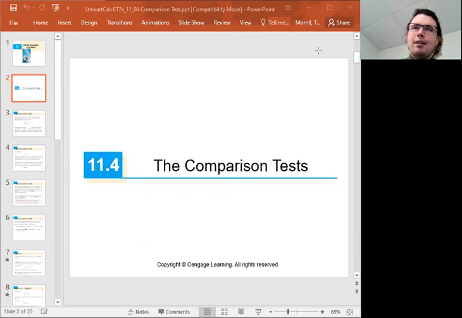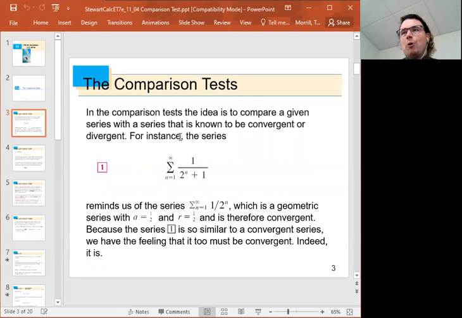The next thing in this section has to do with comparing series to other series. So now that we've got sort of a foothold here, we've learned to check convergence for certain kinds of series. Let's look at other ones that almost fit those formulas, but not quite. So the comparison test has to do with a series that almost looks like something else that we know.